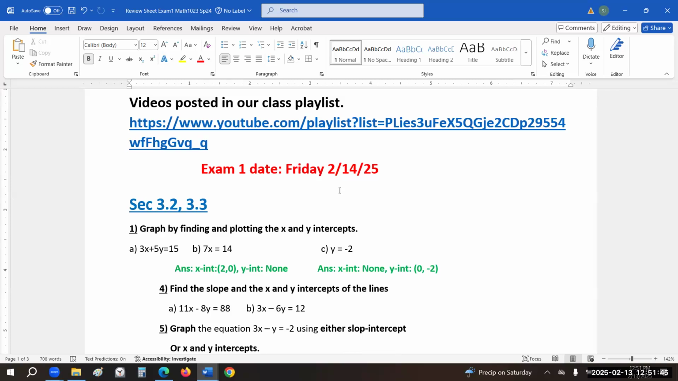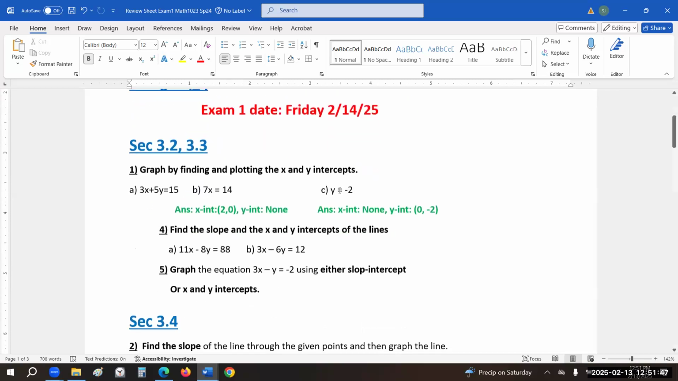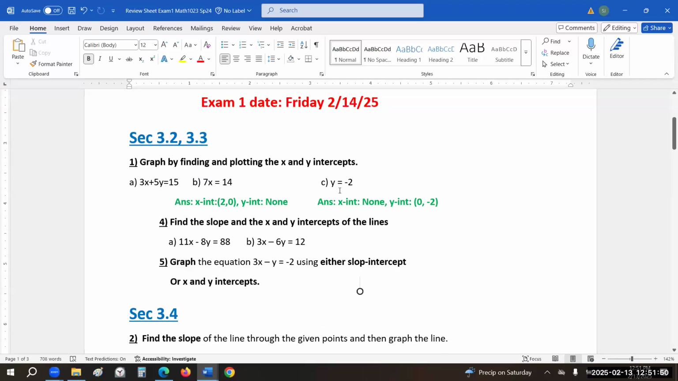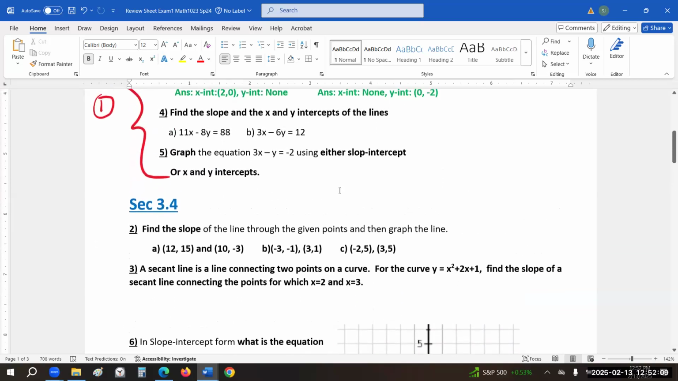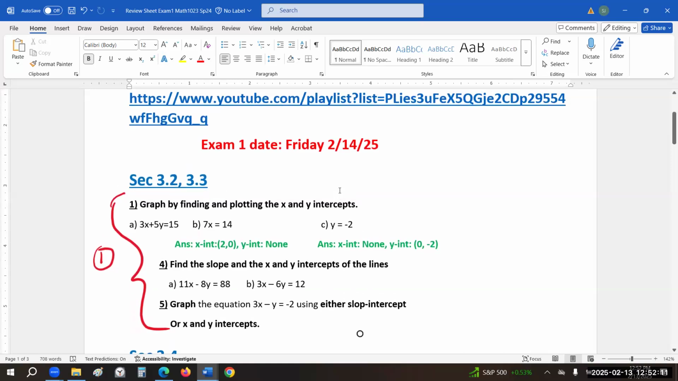So from 3.2, 3.3, and questions 1, 4, and 5, combining all of these, you'll have one question. 1, 4, and 5, these three combination. No, it's 1, but then question 4 and question 5, I put them together with 1.